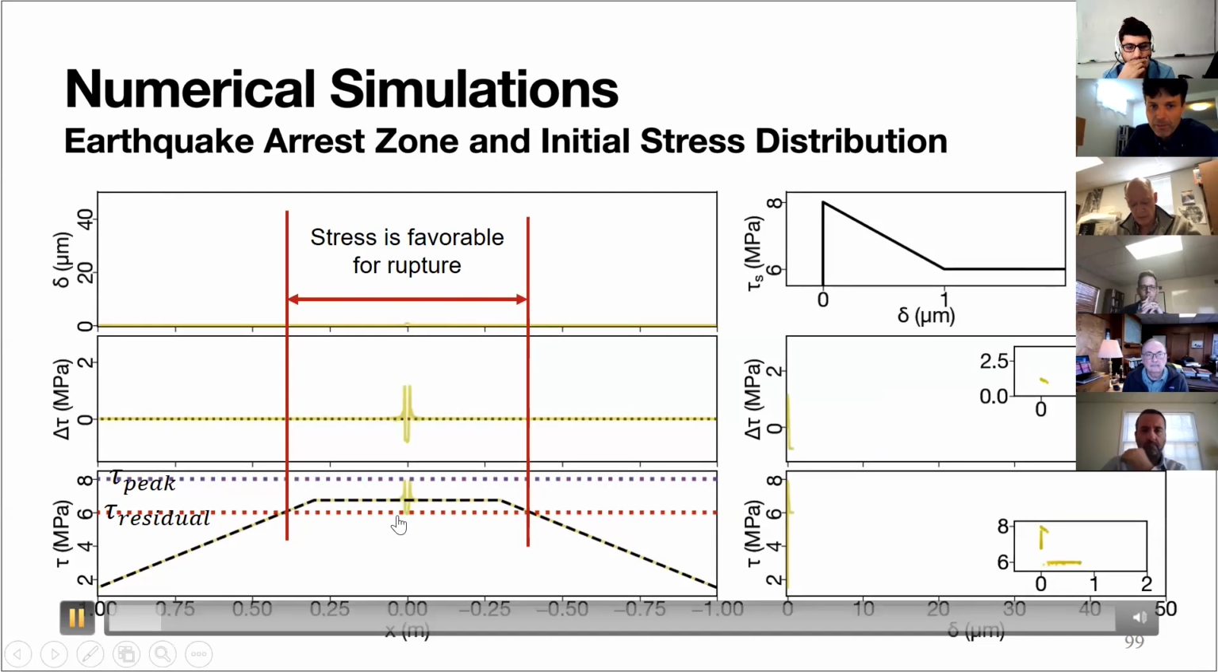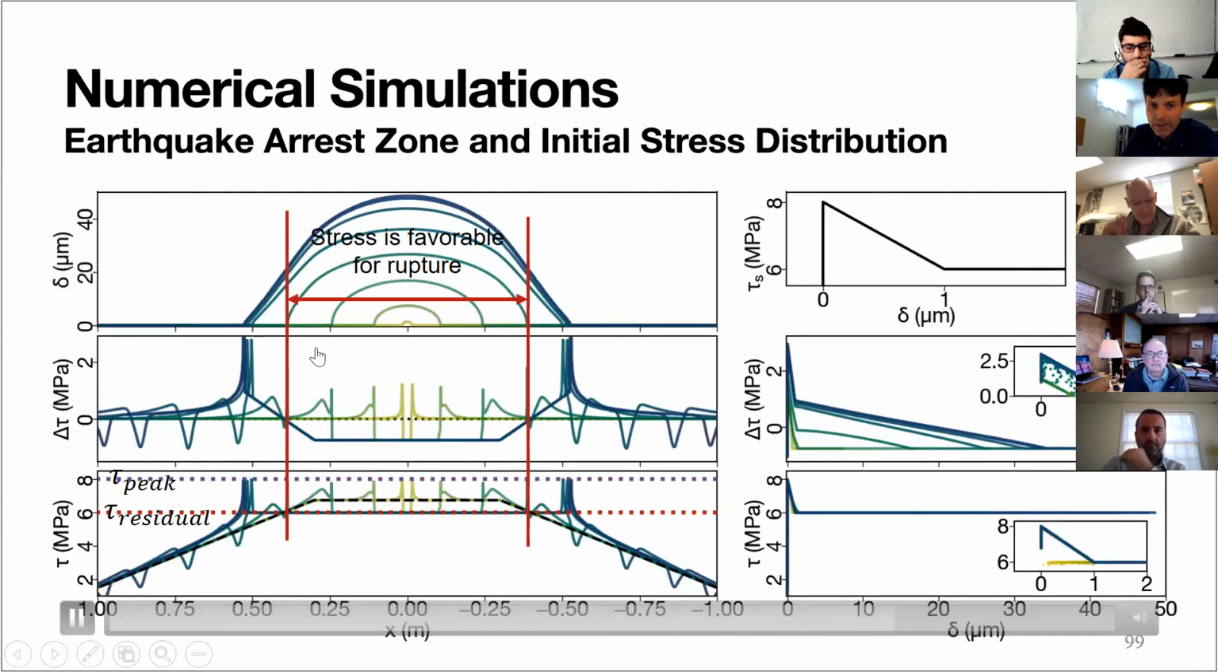So we make these dynamic rupture simulations. And so we're plotting out how the slip profile is developing, and how the stress changes are developing, and how the absolute stress levels are developing. This is a boundary integral method dynamic rupture simulation, and we put in a specific friction law with a slip weakening distance of 1 micron.